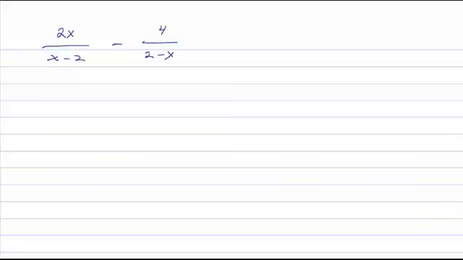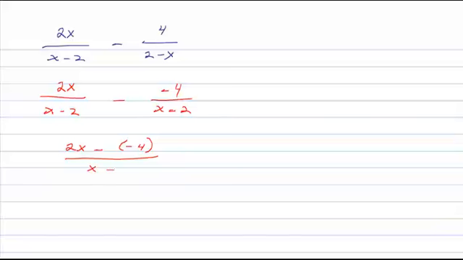So let's see if we can follow that same procedure. I have almost the same denominator, but not quite. So I'm going to keep the first one. But in the second one, I'm going to change the sign of every term in the denominator. So I get positive x and -2. And then I'm going to change the sign of every term in the numerator. So now we have 2x minus -4 over x minus 2, which is (2x + 4)/(x - 2).